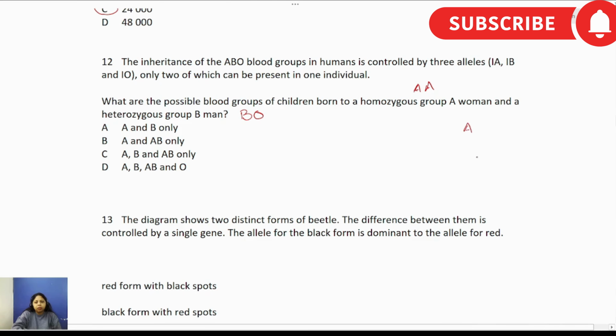Okay, so what would be the blood groups of the children? Let's cross it. AA and BO. It would have AB, AB, 2A, 2AB. So the answer is B.